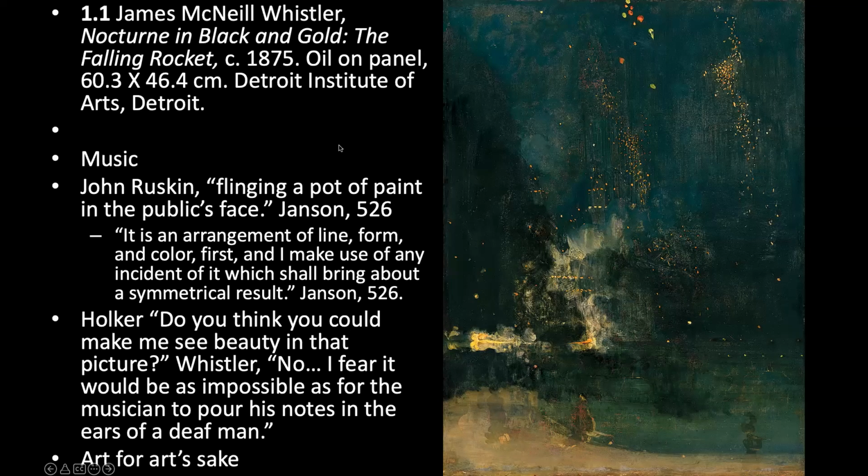Another piece you may have heard of his is this one called Nocturne in Black and Gold, The Falling Rocket, because it's over at the Detroit Institute of Art. And it actually looks quite a bit different in person, in my opinion. It's almost like you can see more details in the picture that I have here.